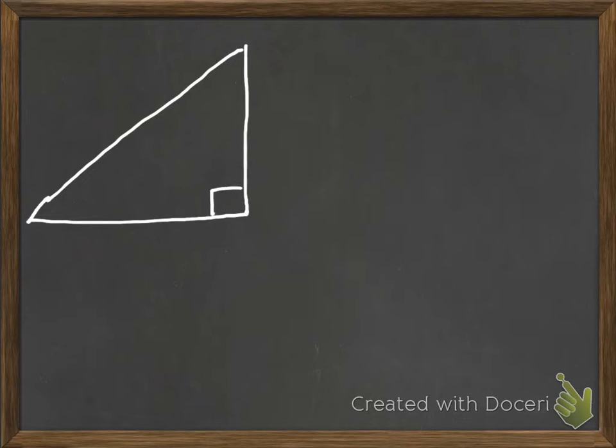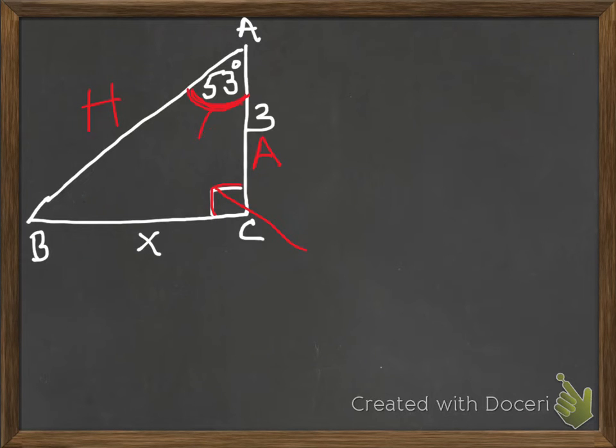Okay, next one. Let's do this triangle here. So this is the information we have. Again, we're going to label our triangle. Between the reference angle and the 90 degrees is the adjacent. Across from the 90-degree angle is the hypotenuse. Across from the reference angle is the opposite. And then we look at SOHCAHTOA.